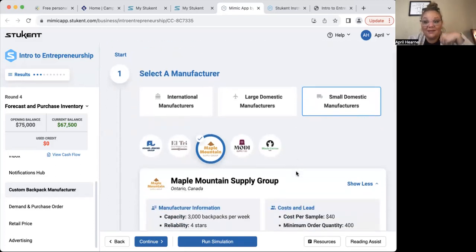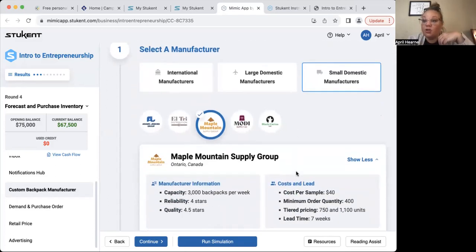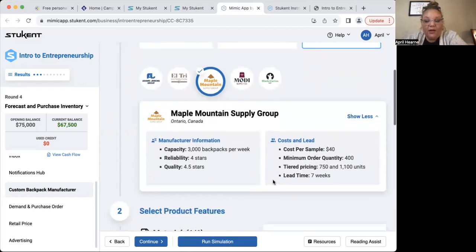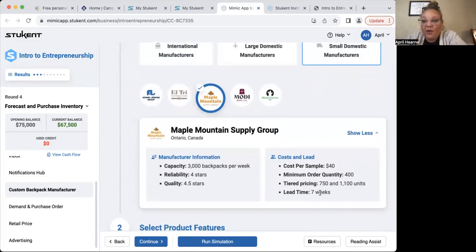While you're trying to decide on which manufacturers to choose, there are important things that I want you to pay attention to: cost per item, lead time, and minimum order quantity. Those are numbers that you're going to need to know. So you might as well write them down when you have selected the manufacturers. If you have one that says lead time 11 weeks, you're going to need to pay attention to that on the screen where we're actually ordering, which is this demand and purchase order. So keep that in mind.